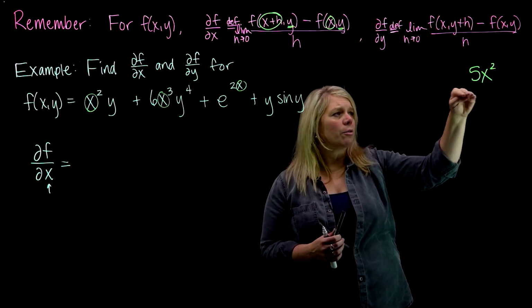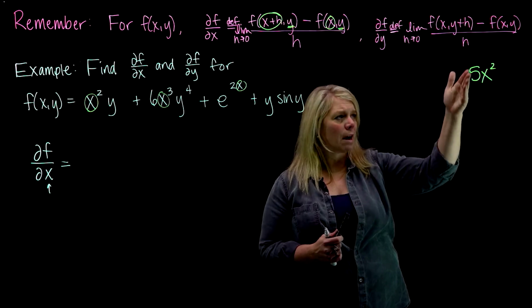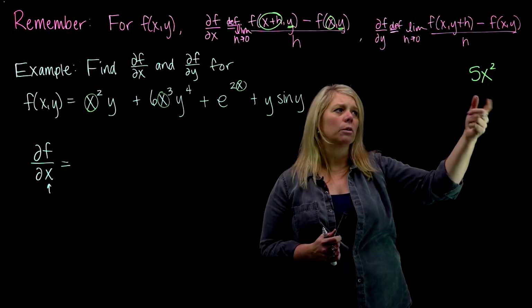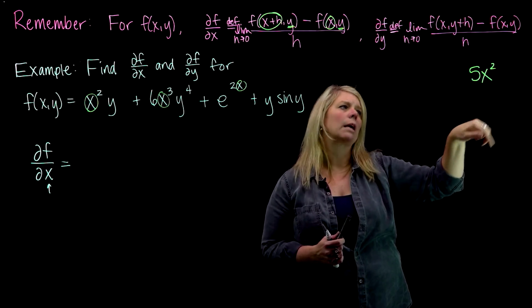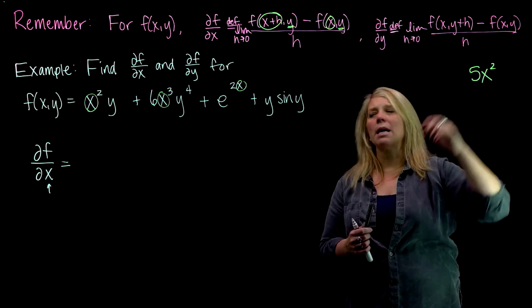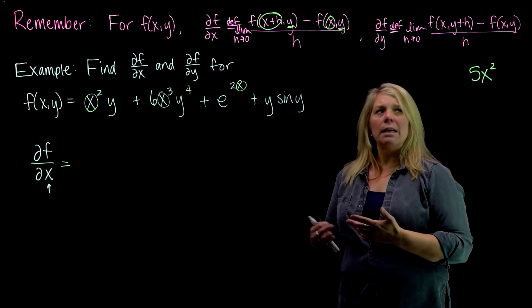So if you were finding the derivative of this function with respect to x, the 5 would come along, and then times the derivative of x squared, you'd use that power rule, where you bring down the exponent and subtract 1. So you'd have 5 times 2, so 10 times x to the first. So the same idea here.